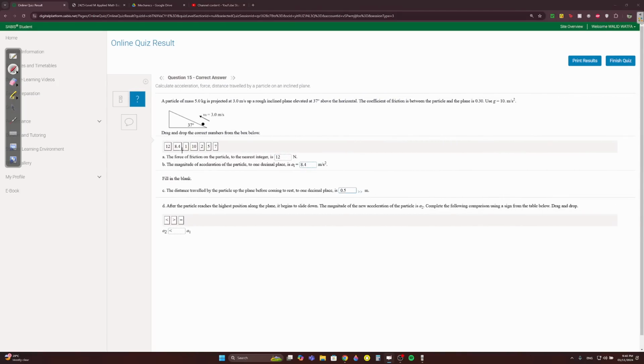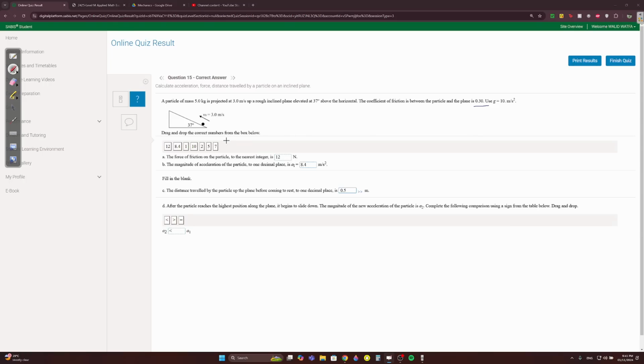Question 15. Okay, now we're starting to get into the harder ones. A particle of mass 5 kilograms is projected at 3 meters per second up a rough inclined plane elevated at 37 degrees above the horizontal. The coefficient of friction between the particle and the plane is 0.3. g equals 10. Here they give you the diagram. Find the force of friction on the particle and the magnitude of acceleration of the particle.